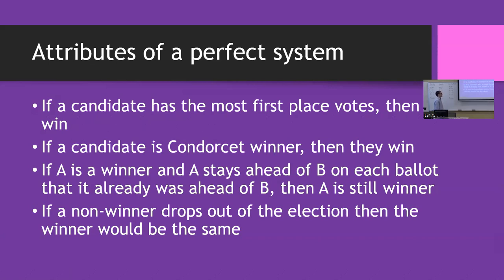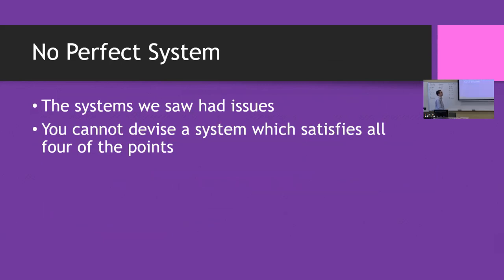If you want a perfect system, then you want it so that the candidate with the most first place votes always wins. You want it where the candidate who's Condorcet always wins. You want it so that if A is the winner and A stays ahead of B on every ballot, then A still wins. You want it so that if a non-winner drops out, then the winner stays the same. But as we have seen in the past examples, there's no system like that when you have lots of candidates. When you have lots of candidates, there is no perfect system. You can't devise a really, really good system which always satisfies those things. Right?